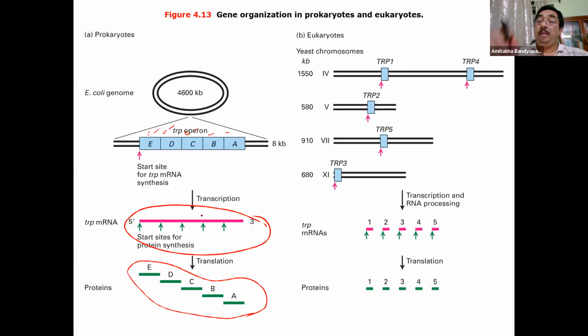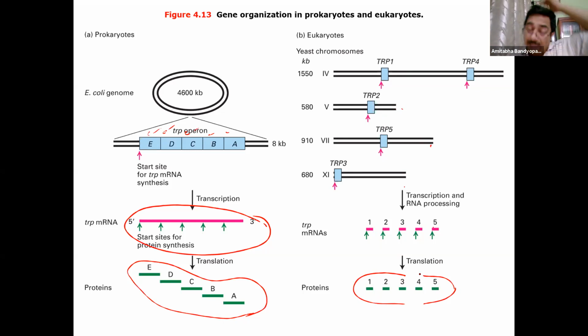Okay, there are monocistronic RNAs. Actually, we do not call them cistrons. We say one gene, like individual genes are transcribed, and they are distributed over 4 chromosomes. So not only are they not in a cluster, they are on 4 chromosomes. TRP1 and TRP4 are on chromosome 4, and then chromosome 5, chromosome 7, chromosome 11. Now, each of these RNAs will be separately transcribed, they will be separately translated, and they will make the 5 proteins.